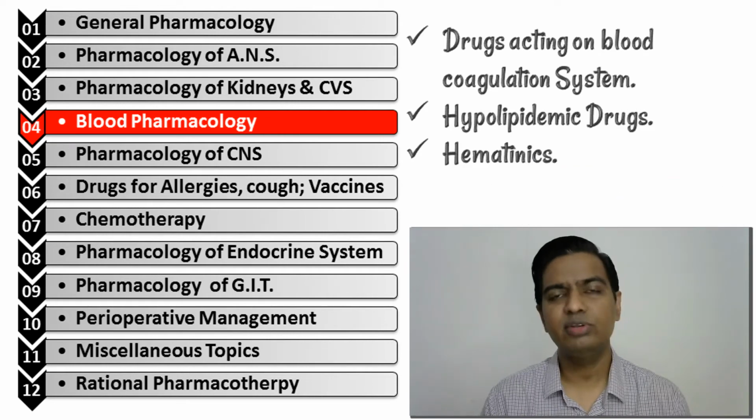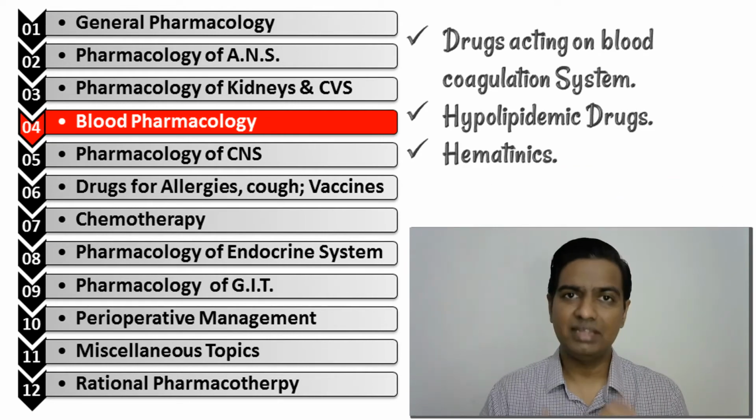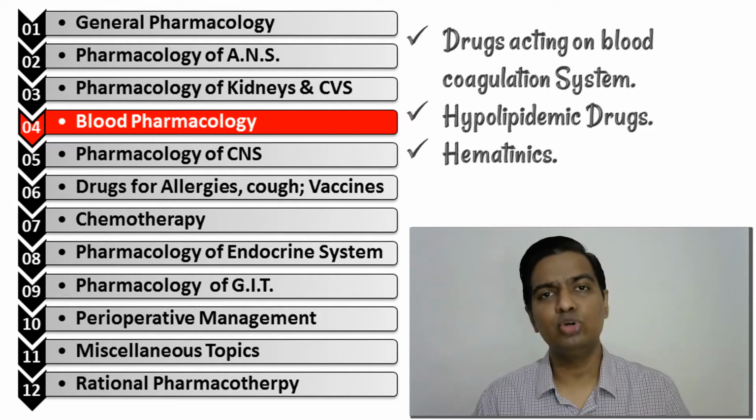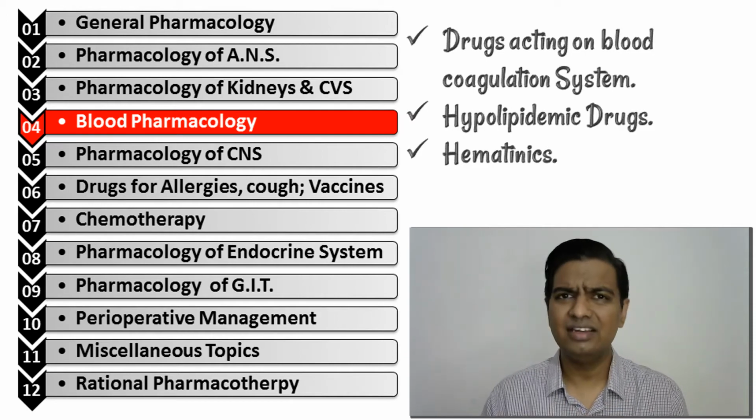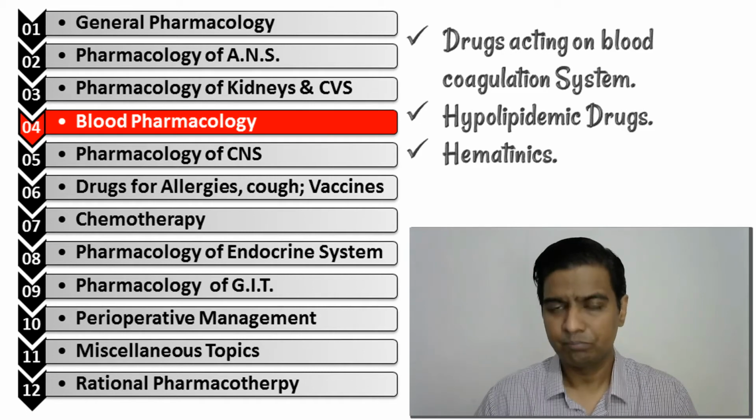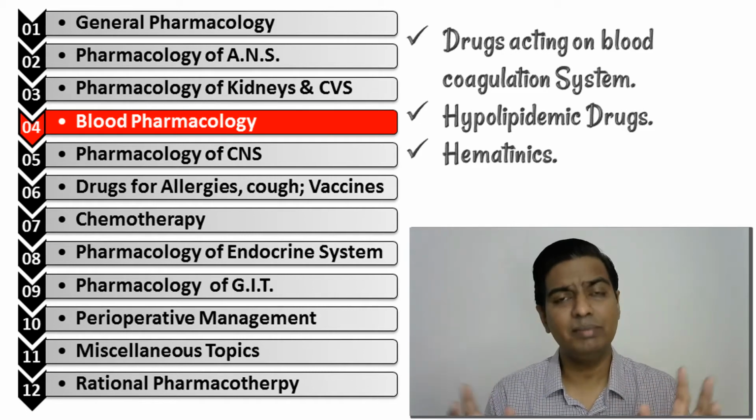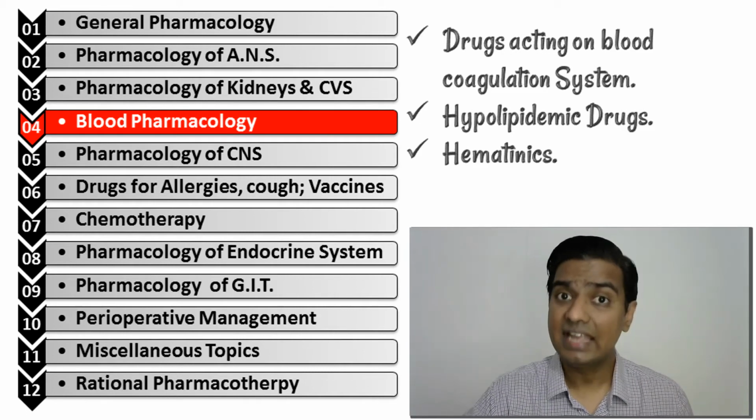Plus, you also need to know medicines that can be given to increase the hemoglobin level of the patient, which will include iron, vitamin B12 and folate. These three topics would be included under a section called Hematinics.